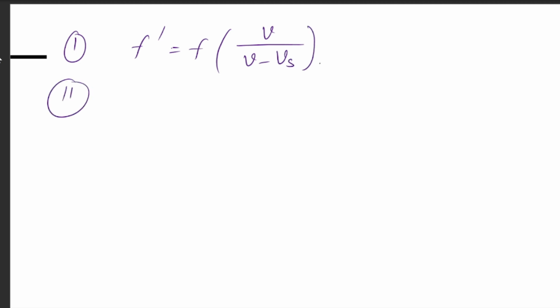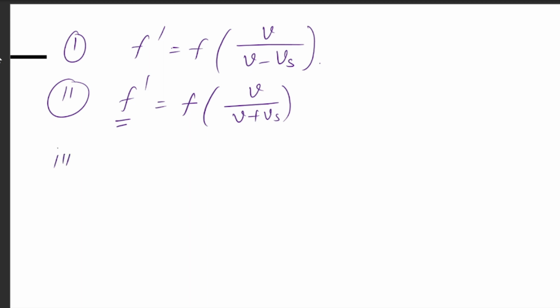So the first formula is when the source is moving towards the observer and the observer is stationary, and we can write f dash is equal to f v by v minus vs. And the second one, when the source is moving away from the stationary observer, f dash is equal to f v by v plus vs.